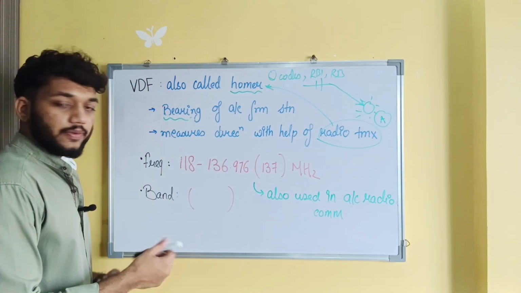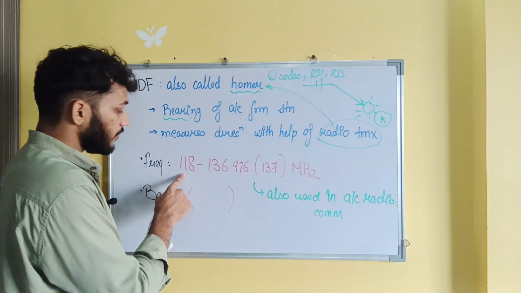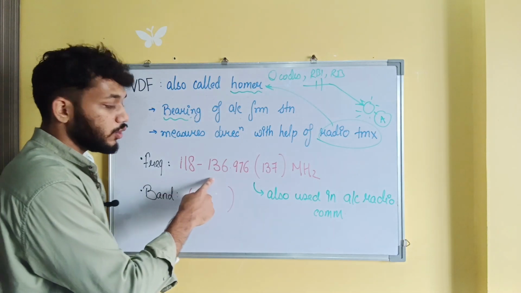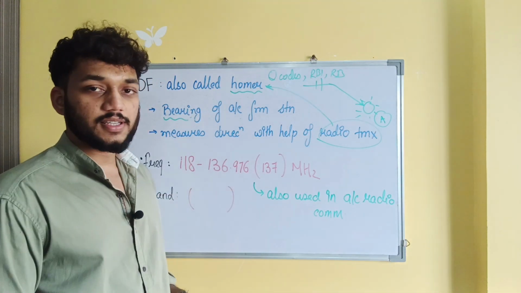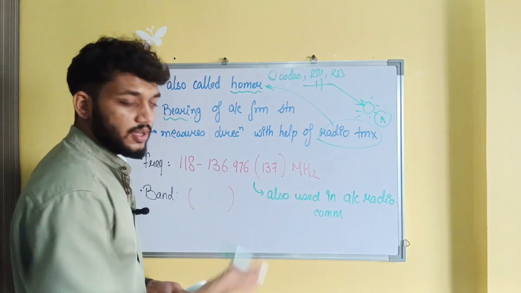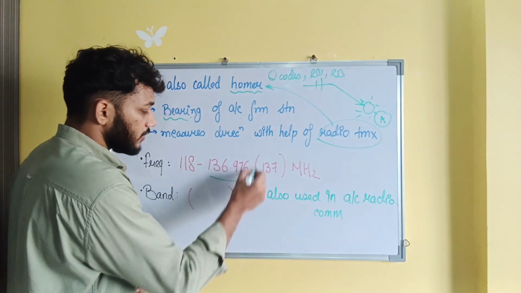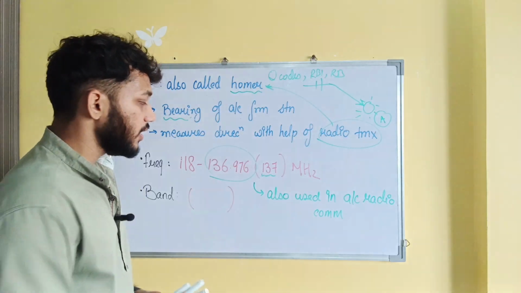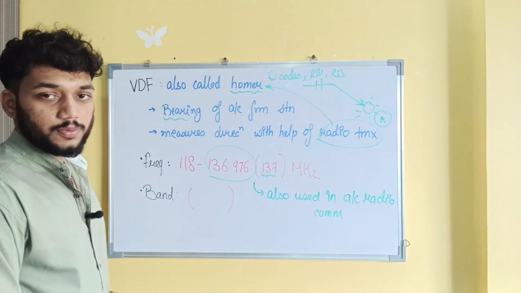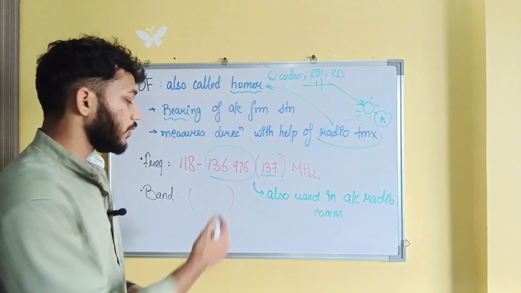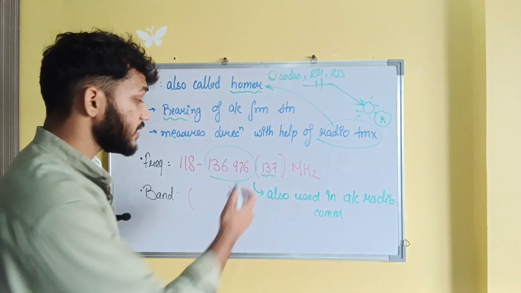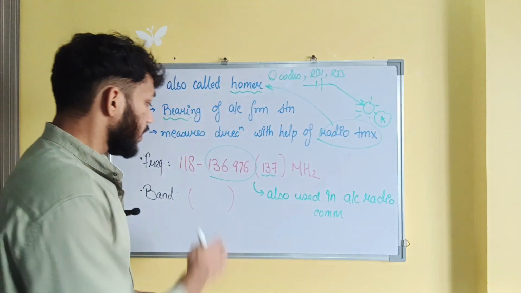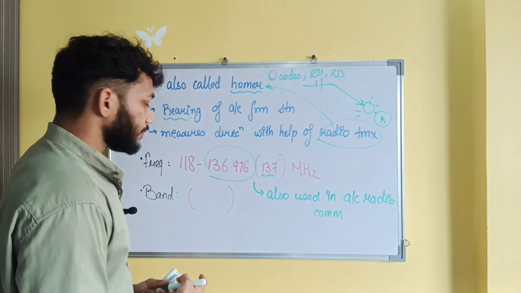Okay, now let's see the frequency. So it uses frequency from 118 to 136.976 megahertz, which can also be written as 137. So in the exam, either they will give this exact value or else they'll write 137. So you can choose either of the options. Only one of them will be given. It won't be like 136.976 and 137 both given. So choose the correct option accordingly.